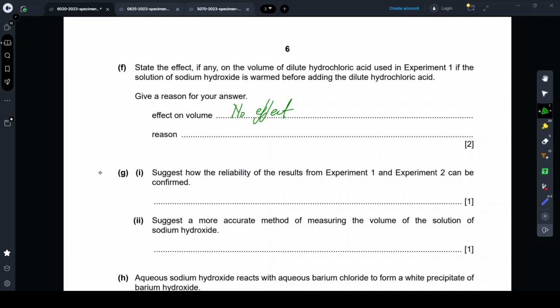If we change the temperature, it affects the rate of the reaction. Rate of reaction meaning that as soon as a drop of hydrochloric acid comes into the conical flask, it will react faster with the sodium hydroxide. But it won't change the amount. Temperature does not affect the concentration of NaOH.